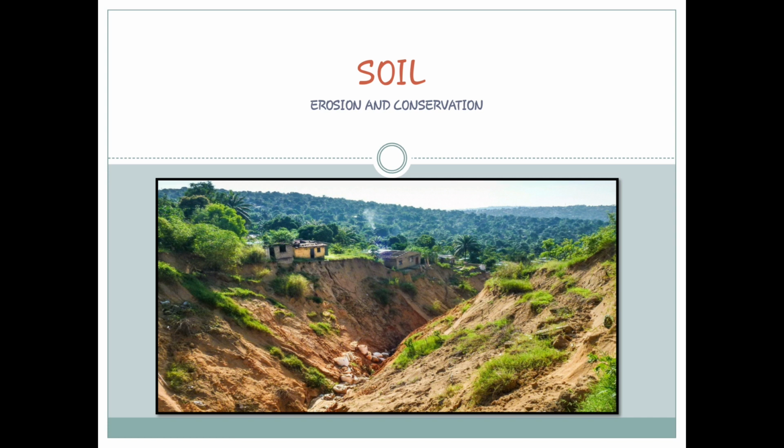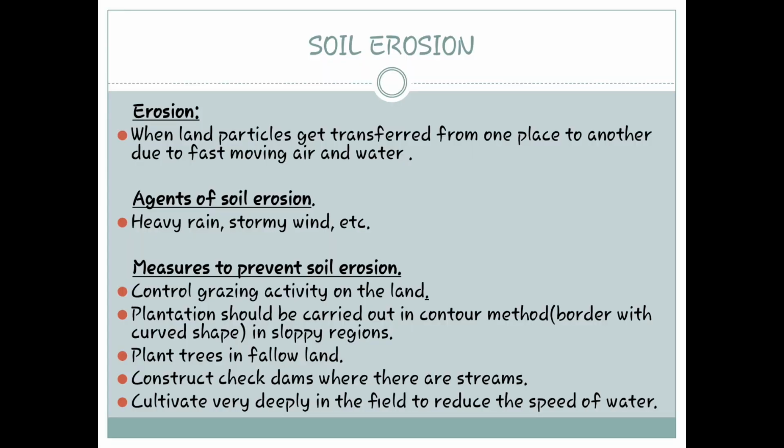First of all, we will discuss soil erosion. What is soil erosion? Erosion means transportation of land materials from one place to another with the help of moving air and water. In other words, the faster transportation of particles of the surface land to another place with the help of natural forces like heavy rain or stormy wind.